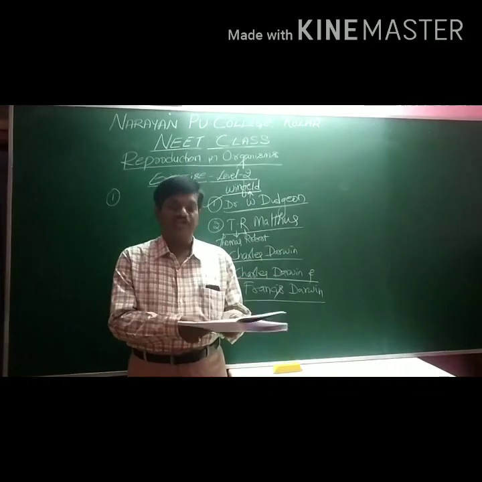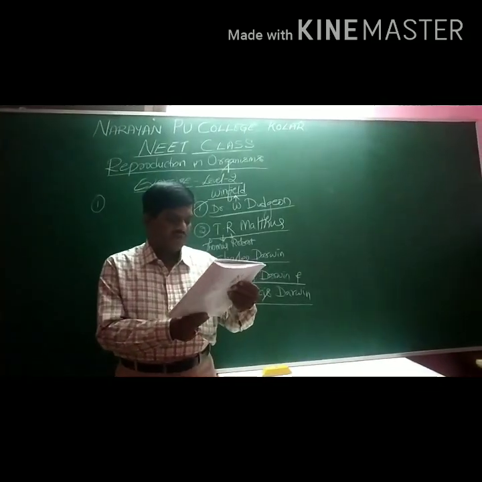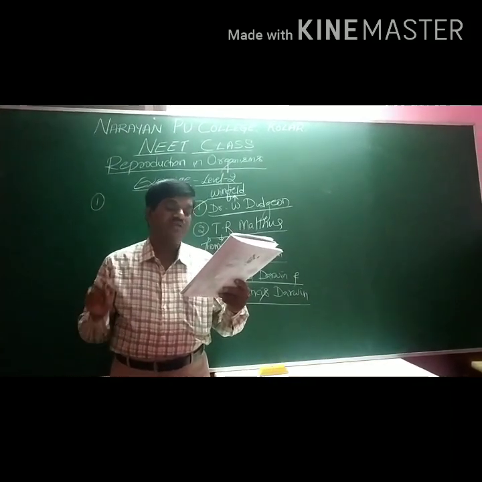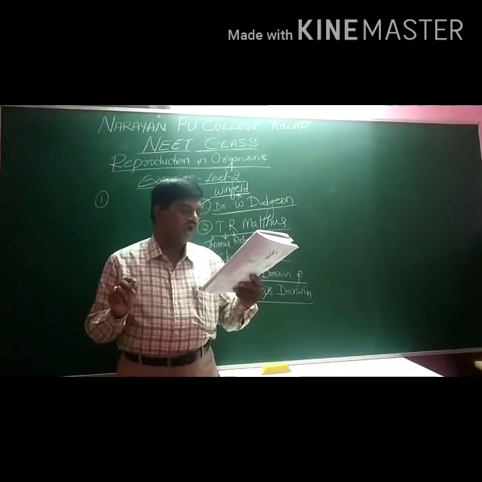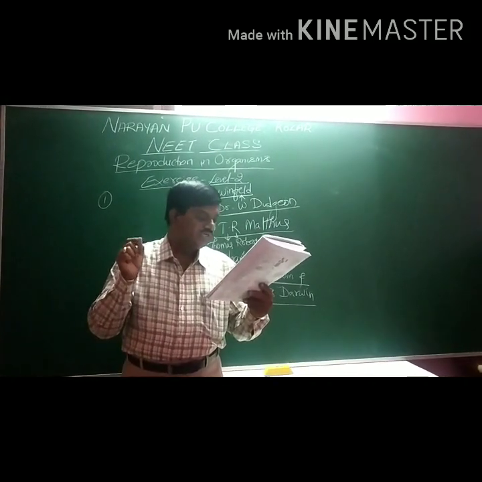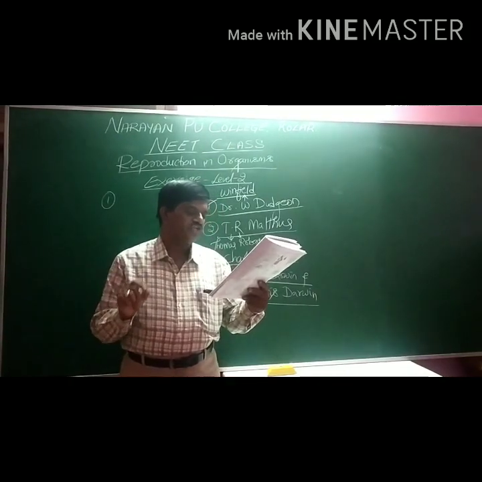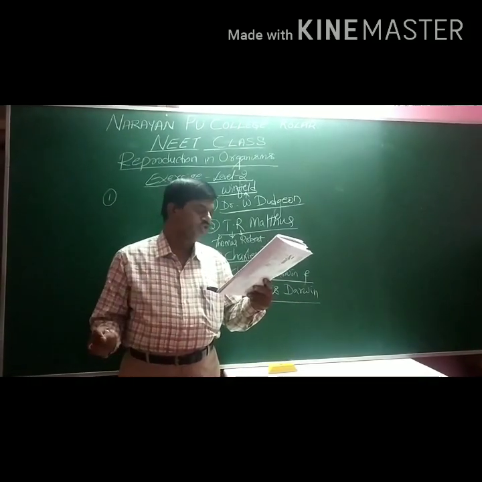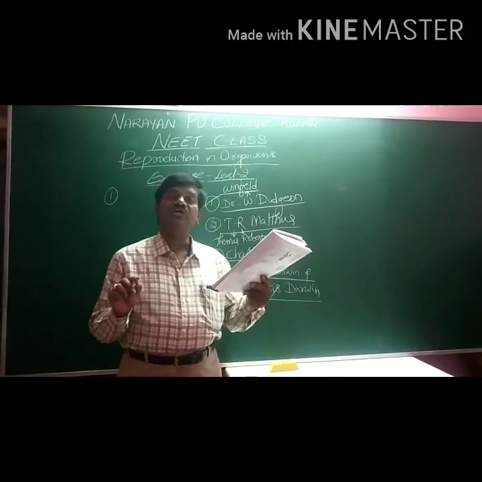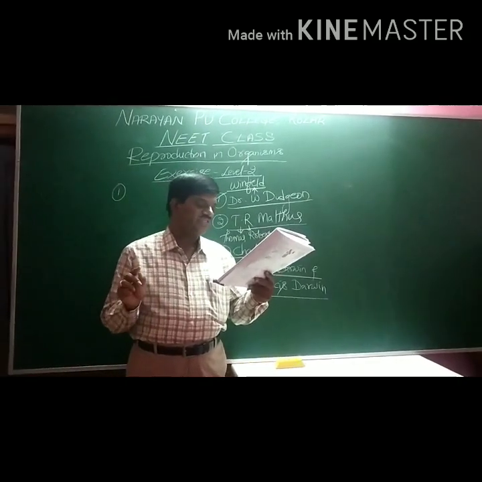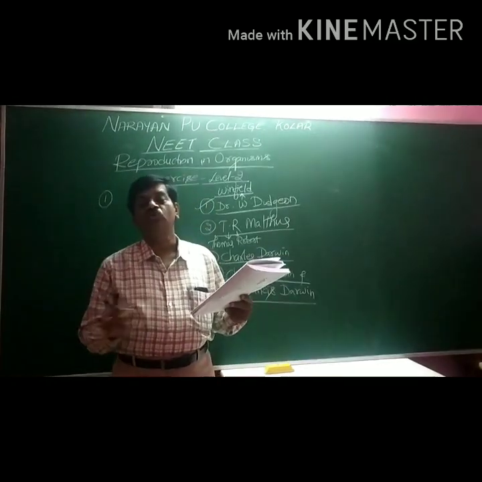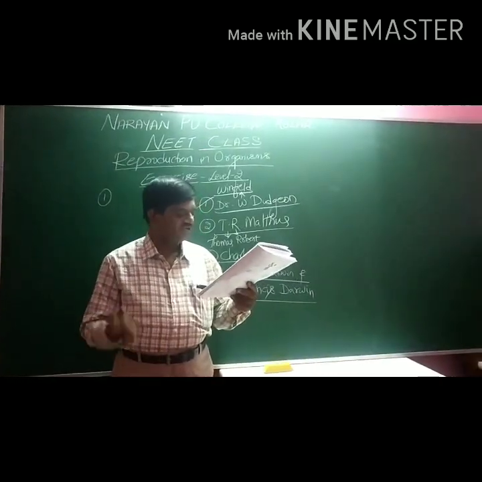We'll go for the next question. Many mammals which are reproductively active throughout their reproductive phase are called continuous breeders. I'll repeat this. Yes, the word continuous breeders means they are continuously reproducing throughout the year. So the first option itself is the right one.